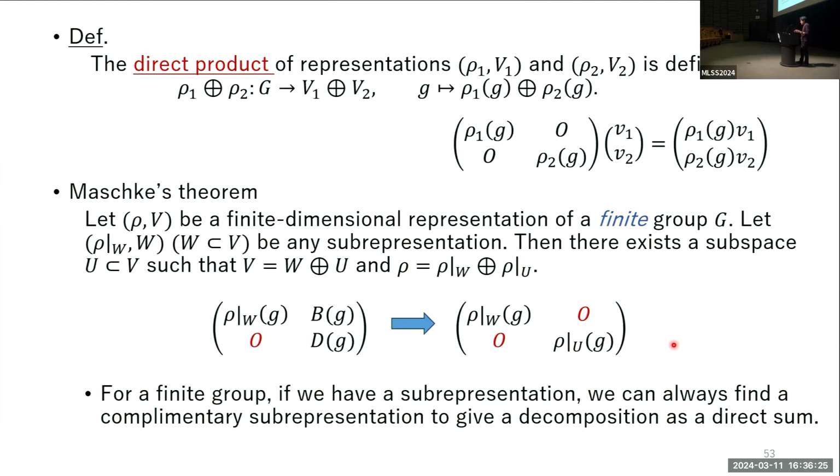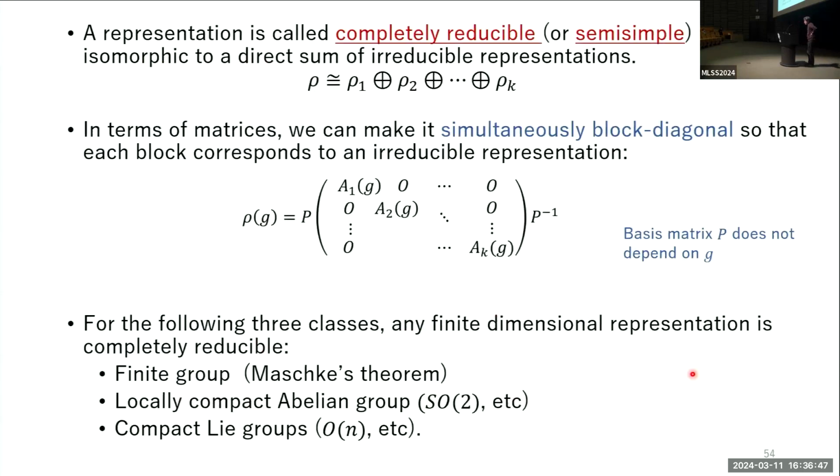So this is much, much stronger than the block diagonalization for a single matrix. That's always possible if they are invertible. Okay, so it is known that for some groups, this type of block diagonalization is always possible. And Maschke's theorem is one of them.